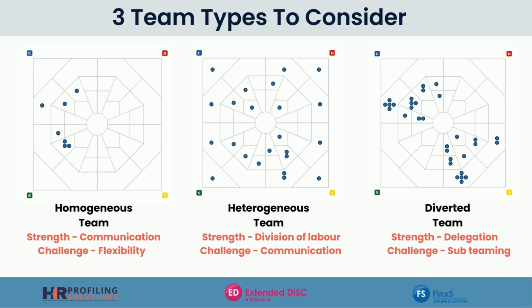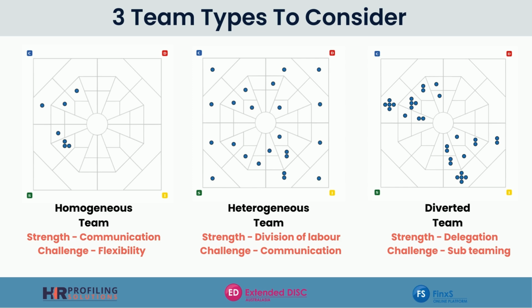Okay, so these are the three team types. We've got homogeneous, we've got the heterogeneous, and we've got the diverted teams. I don't expect you to remember that straight away, but funnily enough, it is pretty important to remember. We're going to go into depth with each one, so I just wanted to give you a quick overview at this stage. So let's have a little look.